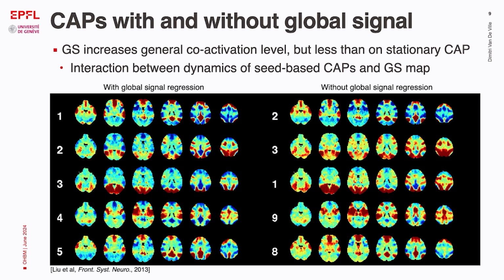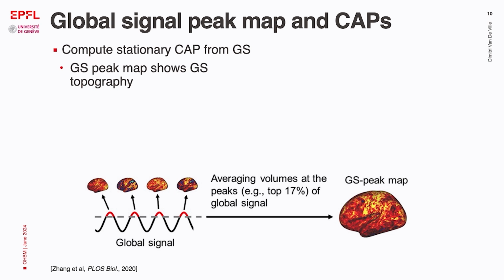Now, what is very nice with the coactivation patterns methodology is you can apply it not only to your seed time course, but you could also take the global signal itself to guide the CAPs approach. In that case, you can look at the global signal, apply a threshold to it, and select fMRI frames. If you compute a stationary CAP, which is the average of all these selected frames, you get the so-called global signal peak map, which is, again, a proxy for the global signal correlation map, for the same reason I just explained in the case you would take a seed region's time course.